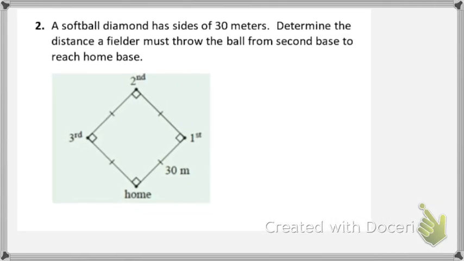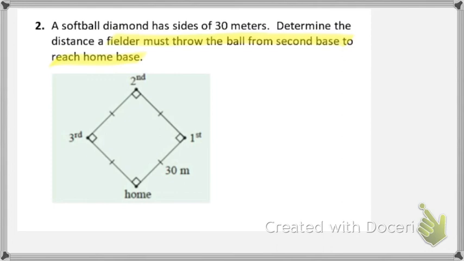Let's do this one. A softball diamond has sides of 30 meters. Determine the distance a fielder must throw the ball from second base to reach home base. So here we have the diamond, 30 meters. If you know your baseball, this is where you hit the ball, right? The ball comes to you and you hit it. Then you run to first, then second. It says determine the distance the fielder must throw the ball from second base to home.